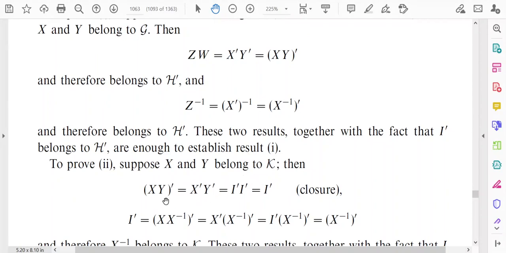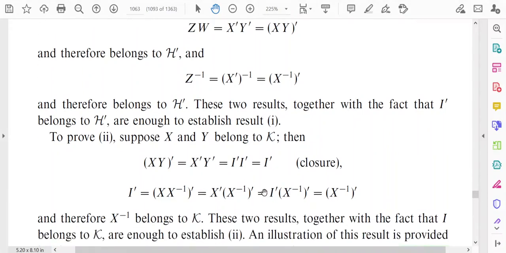Now the image of the product XY, that is (XY) prime, is equal to X prime Y prime. Now as the elements are from the kernel, the image of X and the image of Y will be I prime and I prime. So X prime Y prime means I prime dot I prime is equal to I prime. Now this result is actually the closure property, because (XY) prime is equal to I prime. It means that the product of the two elements in the kernel belongs to that particular set.